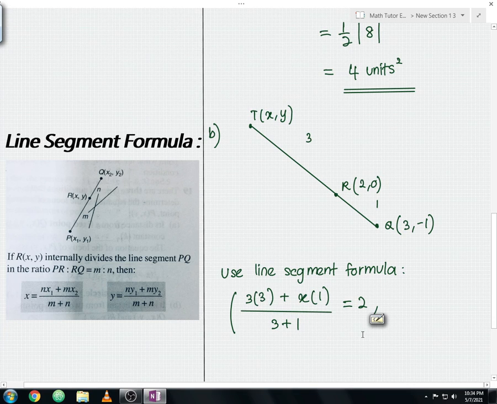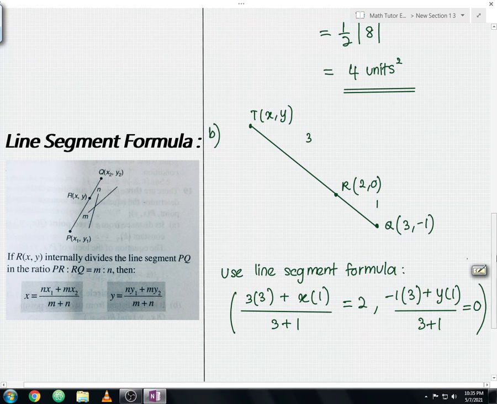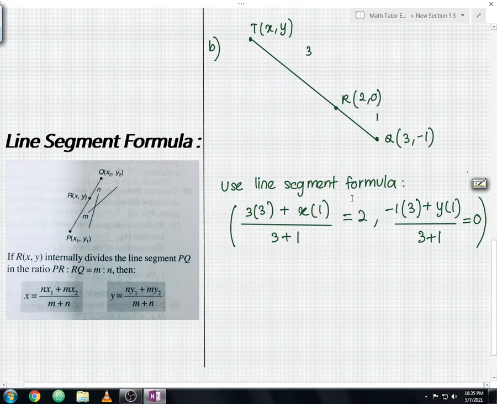Okay, continue to the Y coordinate, similar step. Okay, negative 1 you times with the opposite ratio, which is 3. Okay, and then plus Y with the opposite ratio 1. Okay, divide with the summation of ratio 3 plus 1. Okay, you calculate this, you should get equals to 0. Okay, so let me underline the fraction. So we're going to do the calculation of X and Y simultaneously, guys.